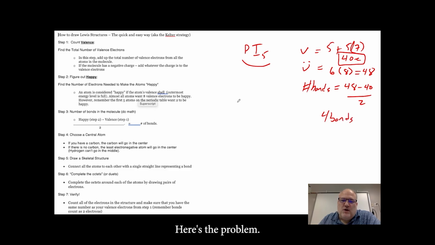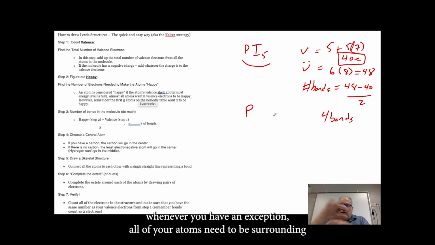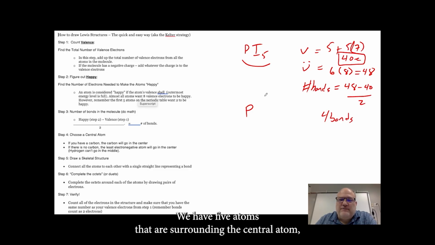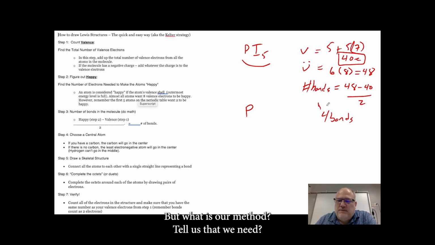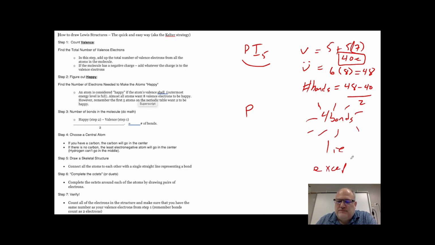Here's the problem. We have a P in the middle. And the other thing I want to pause for a moment, even though I'm going really quickly. Whenever you have an exception, all of your atoms need to be surrounding the central atom. Well, we have 5 atoms that are surrounding this central atom. So we have to attach them some way. But what does our method tell us that we need? It says that we only need 4 bonds. And that is a lie, which means that this is an exception.